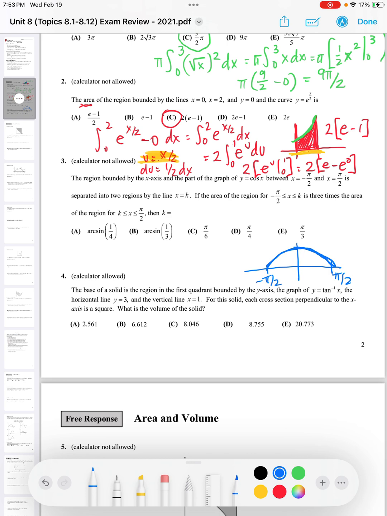All right, and the region is separated into 2 regions by the line K. All right, and then as it's separated by the line K, we know that this region is 3 times this region over here. And we are trying to find the value of K.